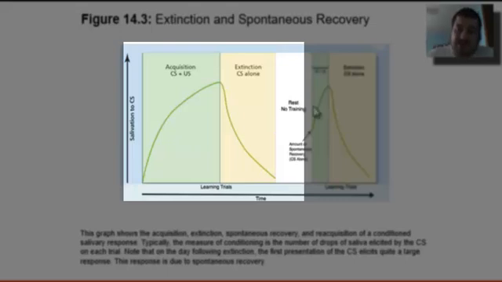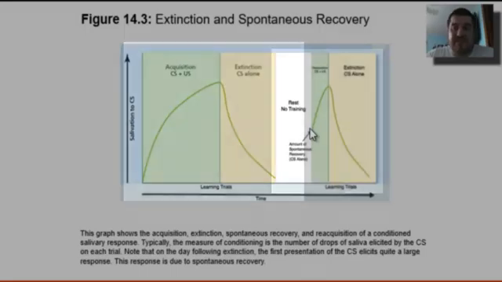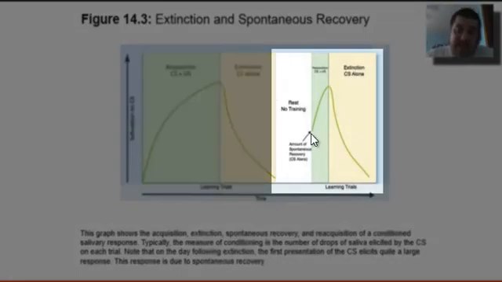Boom, rest, no training. Maybe the next day we present the bell and the food together again. Oh, okay, there is already a higher response. This is an example of spontaneous recovery right here. We already know that, okay, we've seen this pairing before, we know what's going to happen, and then extinction occurs at relatively the same rate.